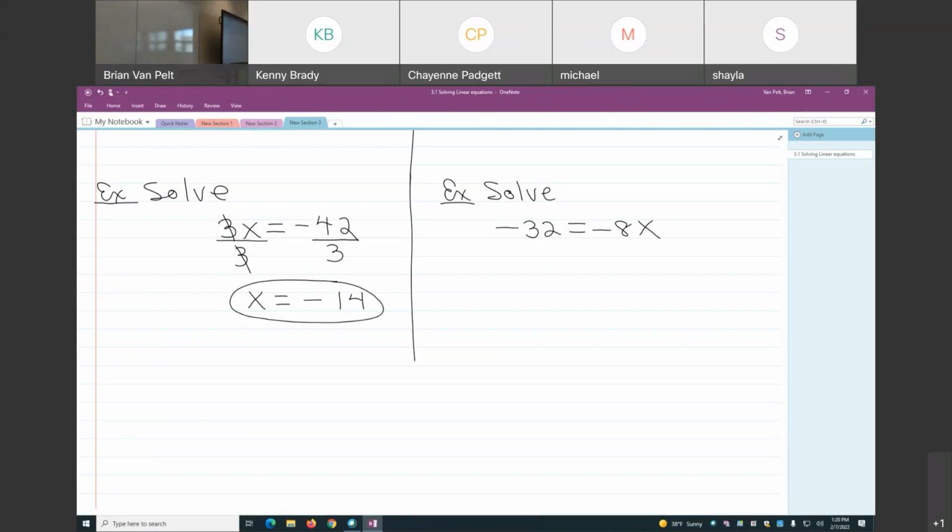I heard a muffled answer. You said what? I said I heard a muffled answer. Anybody get it? Positive 4? Right, because when you divide by negative 8, you want to divide by the whole number, negative 8. Do the same thing over here. And you have the answer.